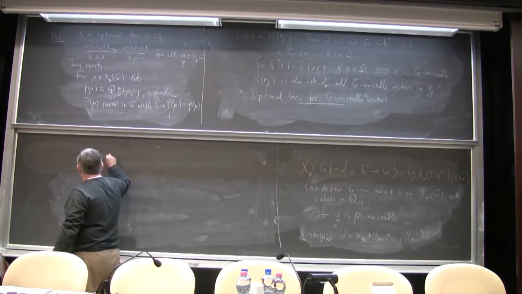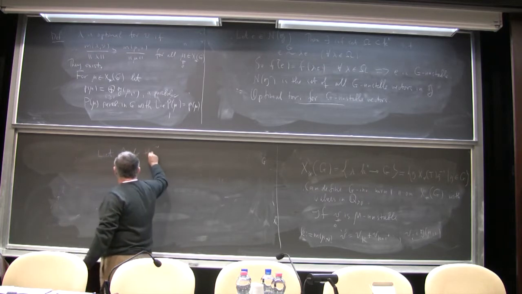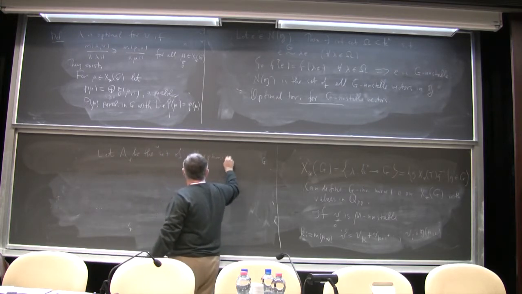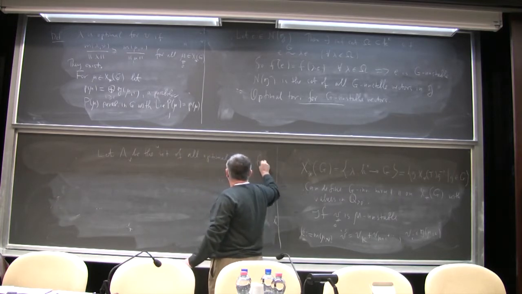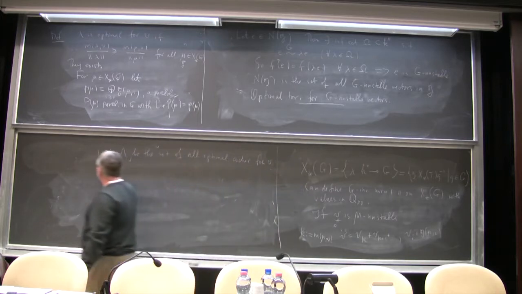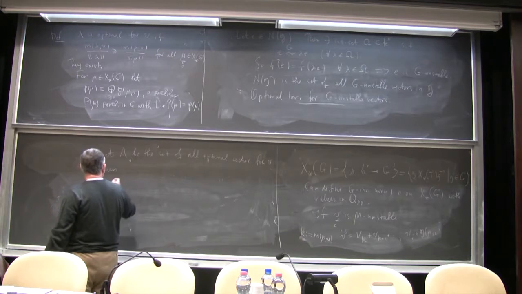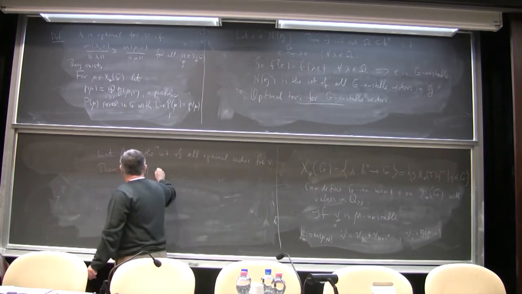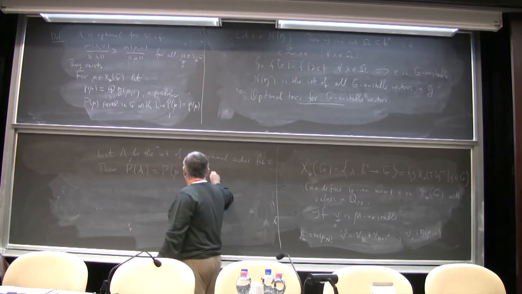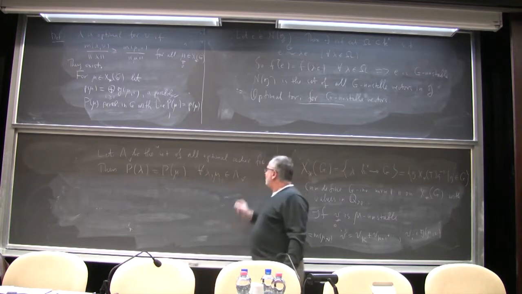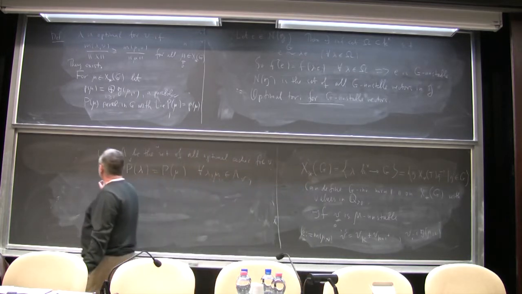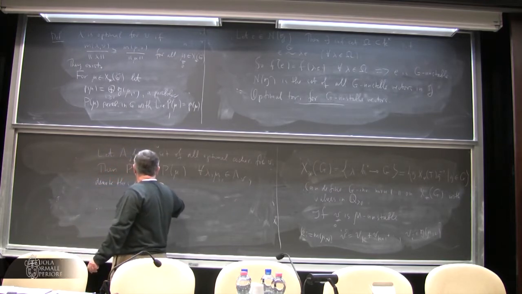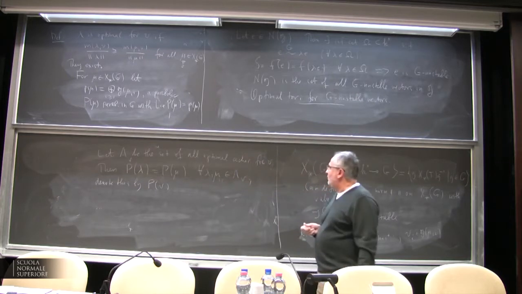So let Lambda be the set of all optimal co-characters for V. Then there are two important properties. The first property is that P(lambda) is equal to P(mu) for all lambda, mu in this set. And that's why this parabolic is called optimal. So we denote this by P(V), because it only depends on V. This is called the optimal parabolic for an unstable vector.